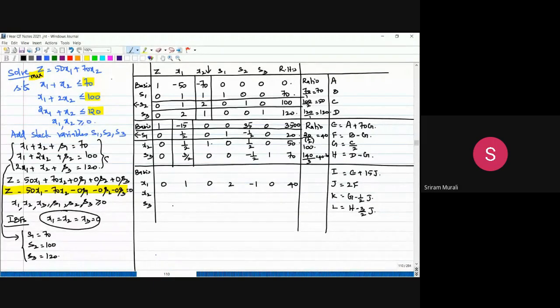Now we have to write down what is E plus 15J. What are the elements of E? 1, minus 15, 0, 0, 35, 0, 3500. It is plus 15 times of what? J. J is this: 0, 1, 0, 2, minus 1, 0, and then 40. Can you tell me what is the first answer? 1. What is the next one? 0. What is the next one? 0. Then 30 minus 15, 20. This will become 0. It is 4100. Have you understood this step? Yes, sir.